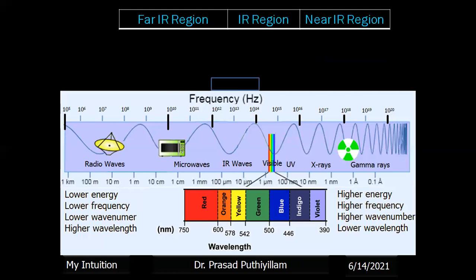If you see the range, it has a far IR region and a near IR region. That is wavelength, in decreasing order. Wavelength increases in this direction: 0.1 angstrom, 1 nanometer, 1 micrometer, 10 micrometer, 1 millimeter, 1 centimeter, 10 meter, and 1 kilometer. That is wavelength in this order, increasing towards the left side. Here we can say the range is 0.8 micron to 200 micron: 0.8 to 2.5 is the near IR, 2.5 to 15 is the so-called IR region, and 15 to 200 is the far IR region.